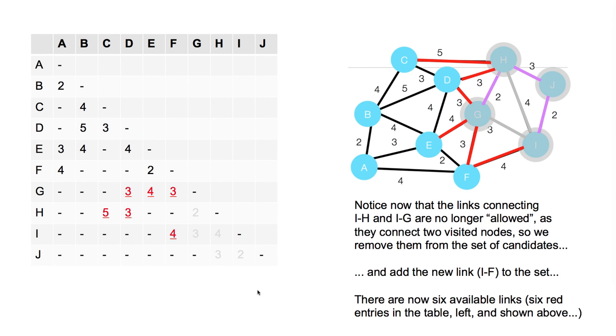And we mark I as visited, and we again add its links to the set of available links in the table. Now notice how visiting I also rules out the links I to H and I to G as they're connecting the two houses that have been visited. So we remove those from the table. So if we just take stock, if we count the available links in the table, that is the links that are in red, we've got 1, 2, 3, 4, 5, 6, and you can see these in the diagram. So we have 6 available to us.